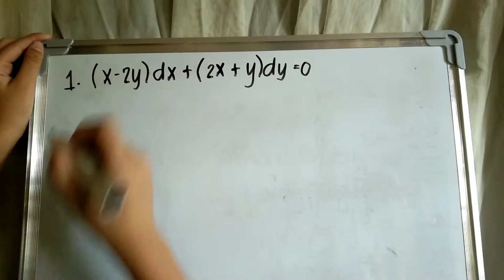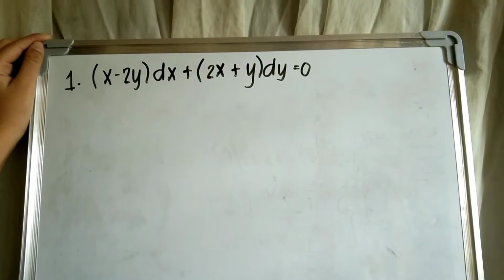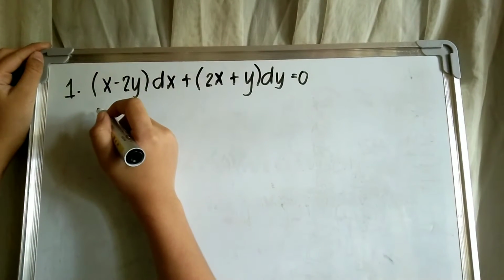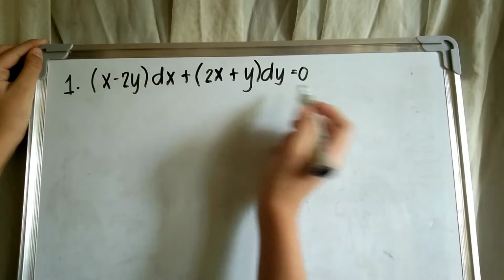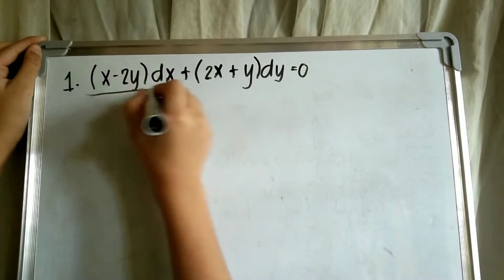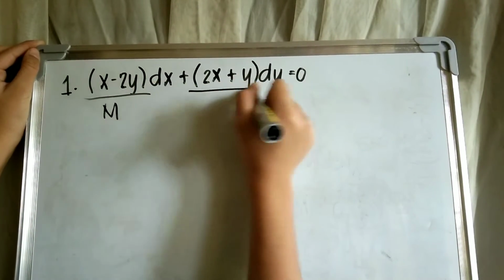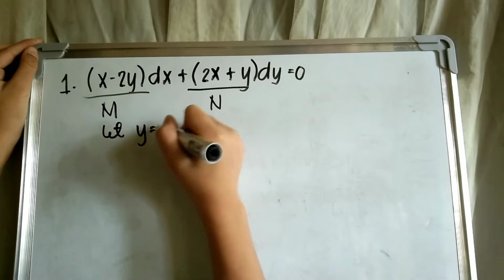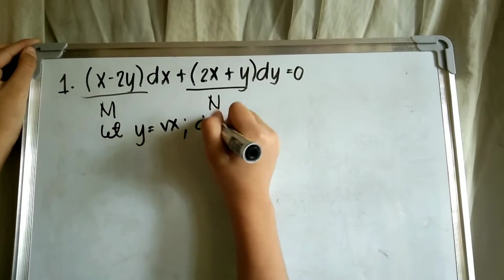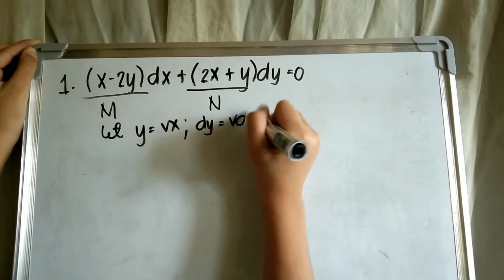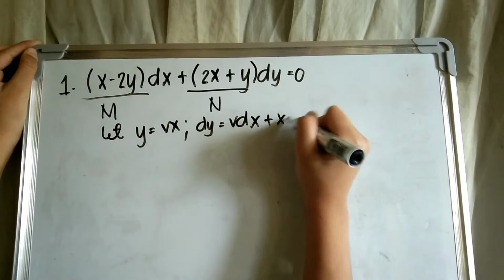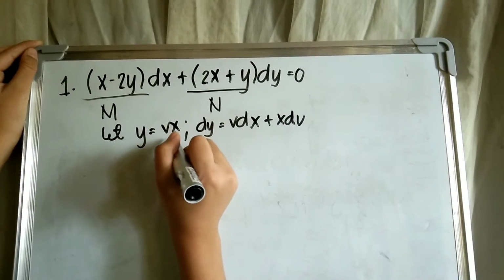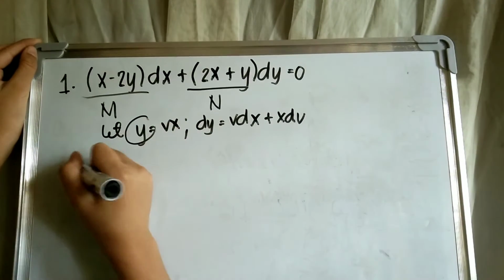To further understand the nature of a homogeneous differential equation, we will have an example. So (x minus 2y) dx plus (2x plus y) dy equals 0. This will be our M. This will be our N. We will let y equals v of x, dy equals v dx plus x dv. So we will substitute this v of x for our variable y.